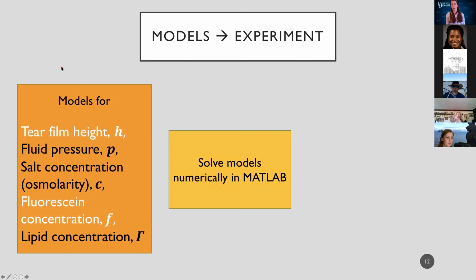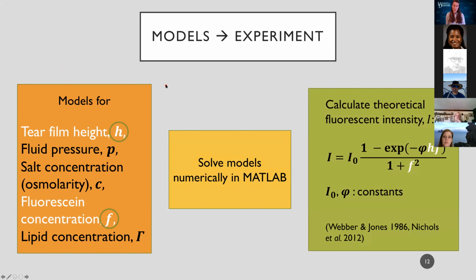And we can solve these numerically. We choose to do so in MATLAB. And then we take the solutions for the tear film height and fluorescein concentration, and we plug them into this handy dandy formula for a theoretical fluorescent intensity. You can see where tear film thickness H and fluorescein concentration F show up. So we have experimental fluorescent intensity from our images. We now have a theoretical fluorescent intensity from our model, and now we can compare the two. So now I'm going to describe how we do that comparison.